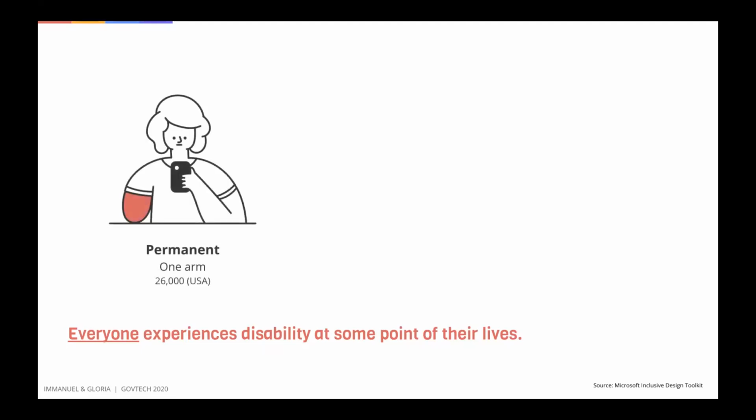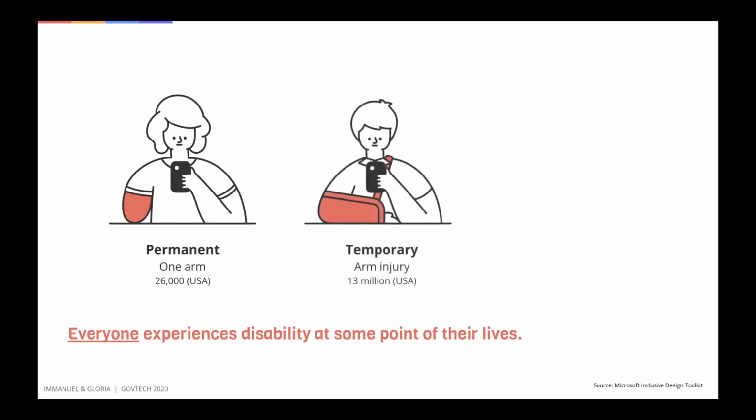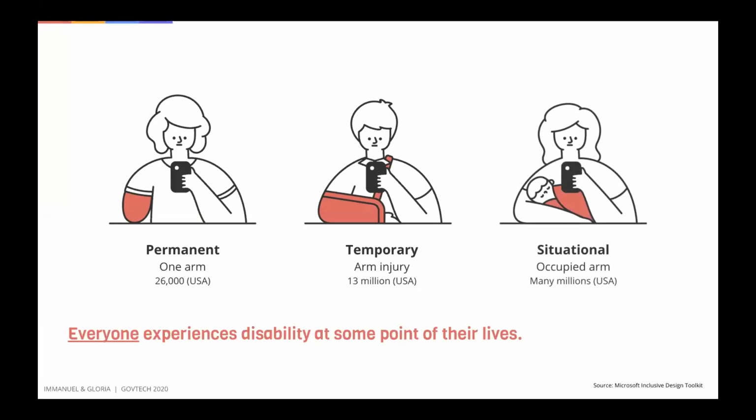If you look at disability, it is context dependent, and our experience of disability can be permanent. For example, if a person has the use of only one arm, that's a permanent disability. And that's around 26,000 people in the USA. But if you expand the lens further, you realize that the experience of disability can be temporary. If you hurt your arm quite severely, or you fracture your arm, then you only have access to one arm. But if you expand the lens further, the experience of disability can be situational. If you're a parent and you are holding your child, you also have access to one arm.